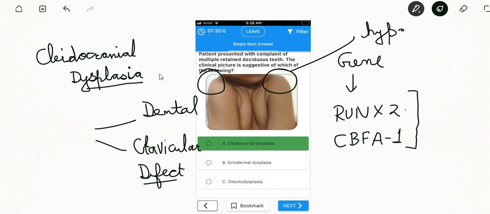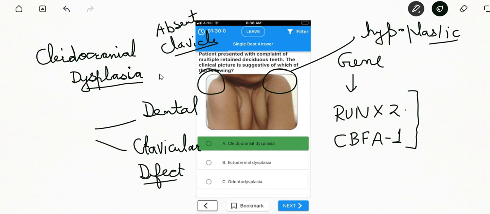So what are the defects or the clinical features that you will be able to see in cleidocranial dysplasia? The bone defects chiefly involve the clavicle and the skull. The clavicles in this picture are hypoplastic bilaterally, or the clavicles are completely absent. The patient's neck will appear long and the shoulders narrow with marked drooping.